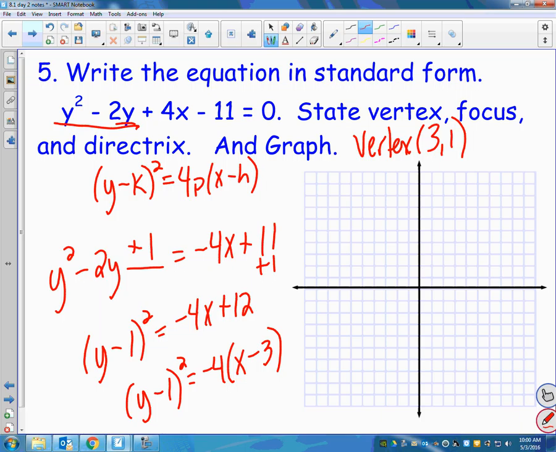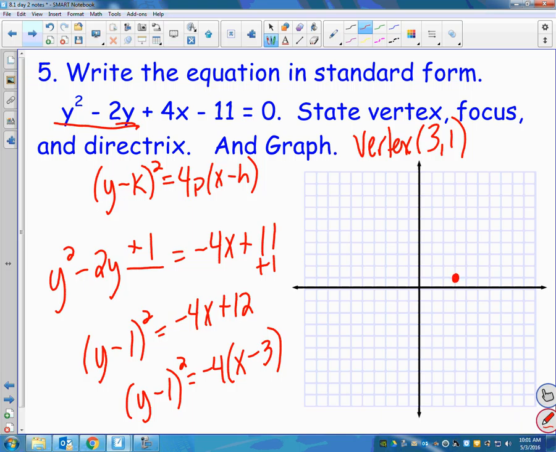Also, since y is squared and x isn't, that's left or right. Because that's negative, I know it should be opening back to the left. So in my head, I always think that first. Some people use the negative p to help them, because if p's negative, they go back p units. But it always helps me to think which way it's going to open. So 3, 1, that's my vertex.